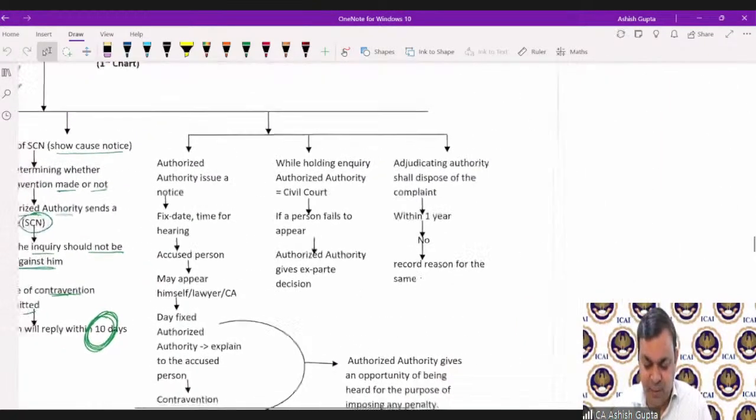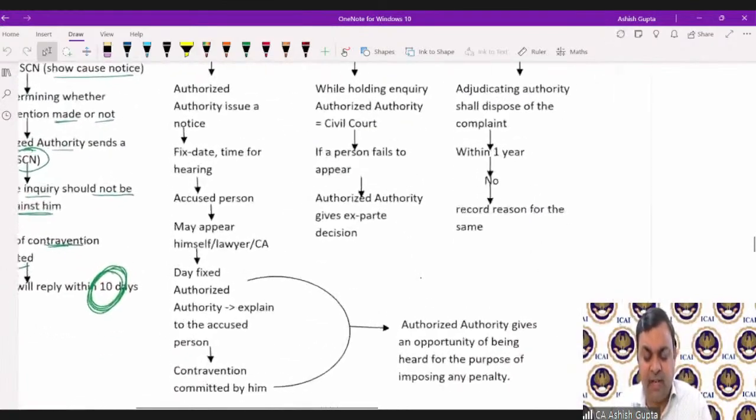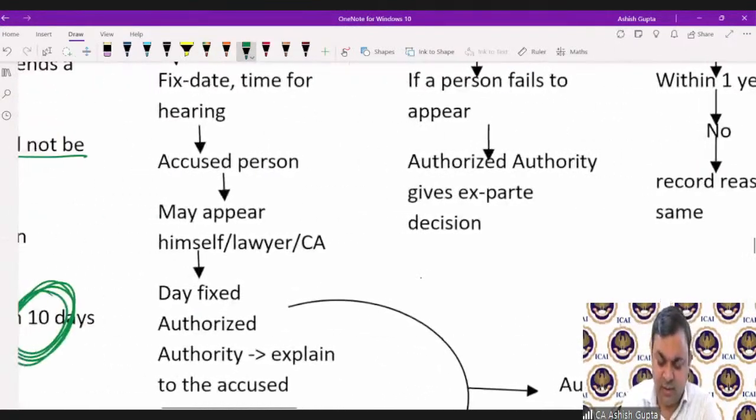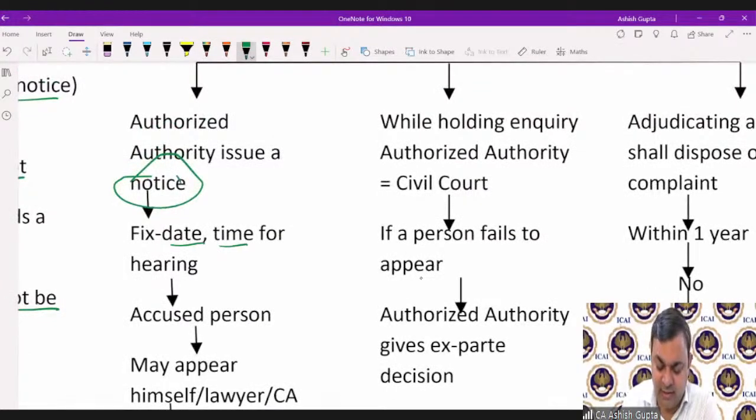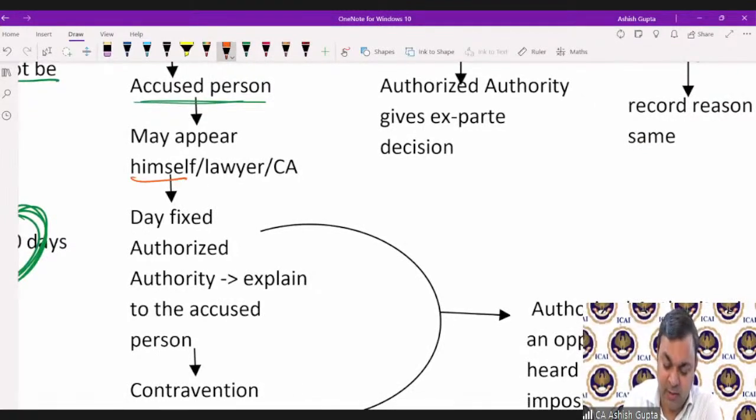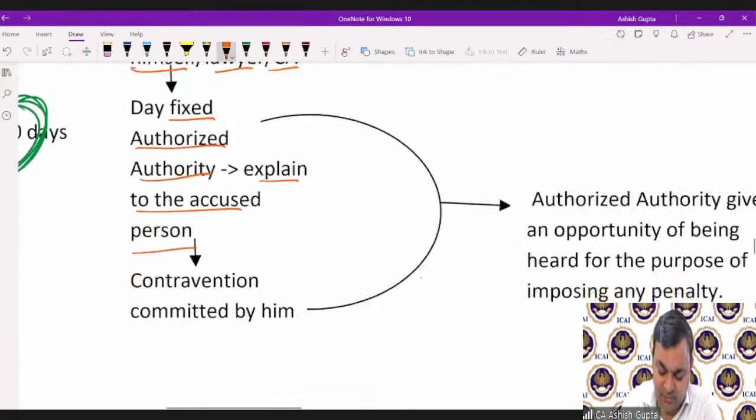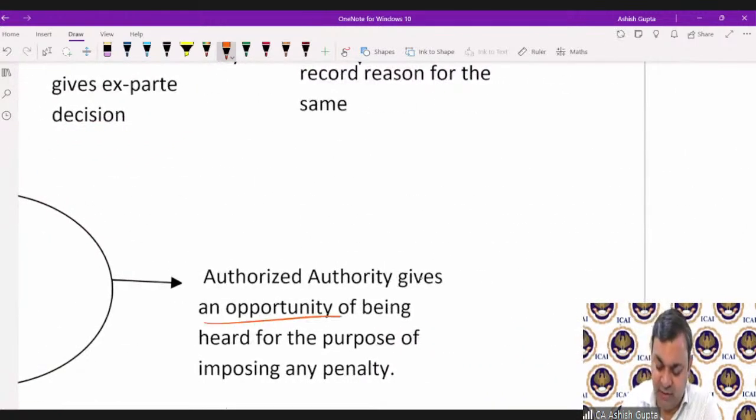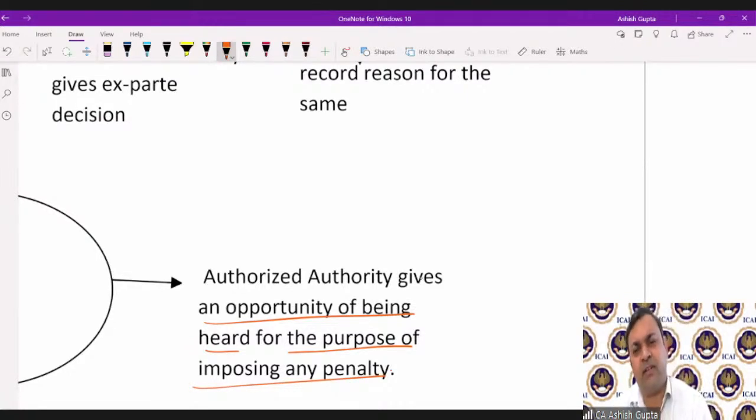Okay. Now, the authorized authority, meaning the adjudicating authority, will issue a notice and fix the date and time for hearing. The accused person may appear himself or through a lawyer or a CA, and the authority explains to the accused person any contravention committed by him. The authorized authority gives an opportunity of being heard for the purpose of imposing any penalty, right? You need to provide the opportunity of being heard before imposing any penalty on such person.